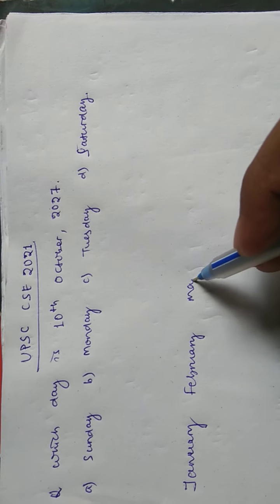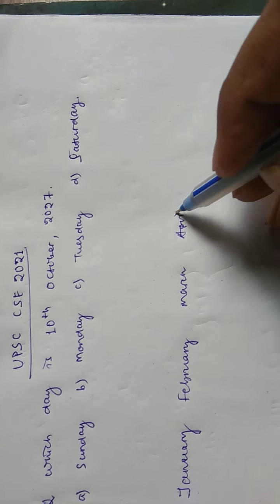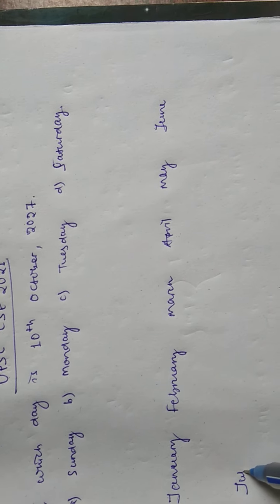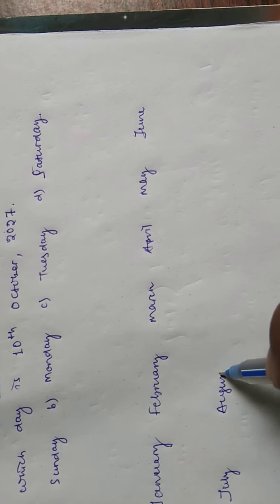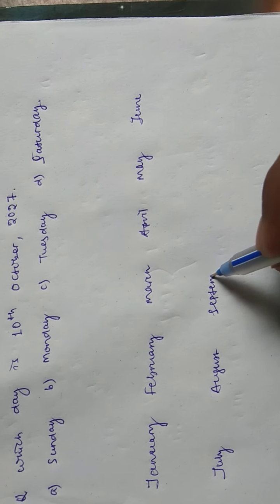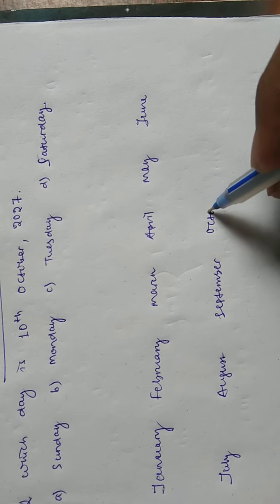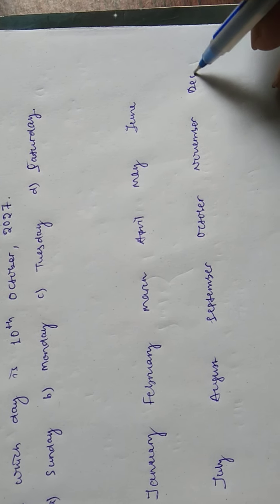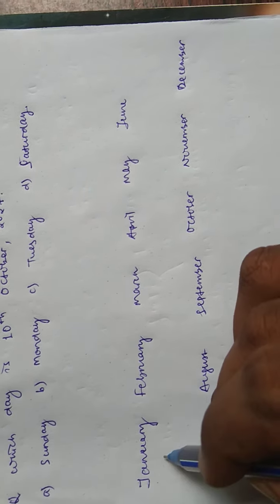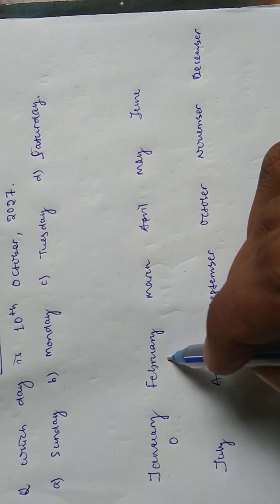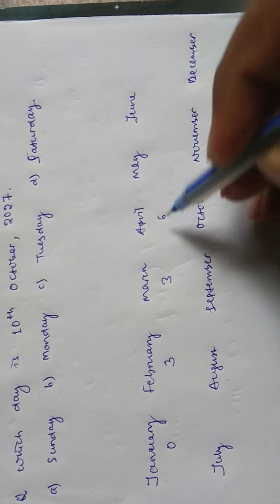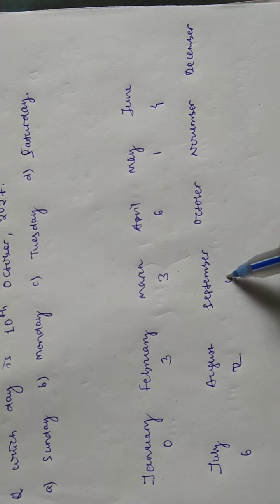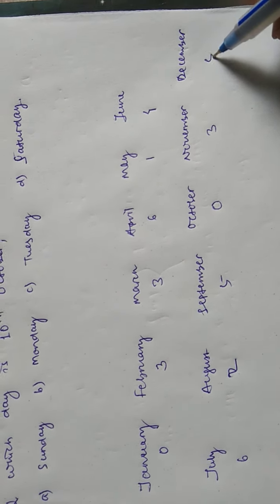February, March, April, May, June, July, August, September, October, November, December. For January it is 0, for February it is 3, then 3, 6, 1, 4, 6, 2, 5, 0, 3, 5.